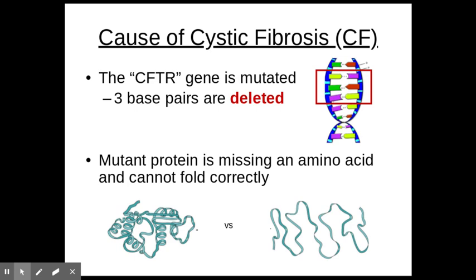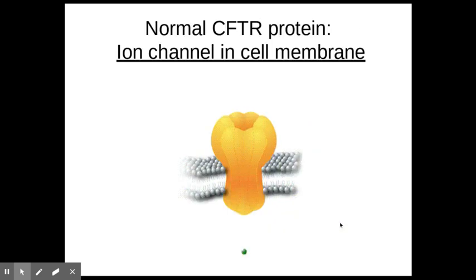Basically, in cystic fibrosis, the gene is mutated, so you have three base pairs that are deleted. Since it's deleted, that mutant protein is missing an amino acid and it can't fold correctly. And remember, the way that a protein folds determines the function of that particular protein.